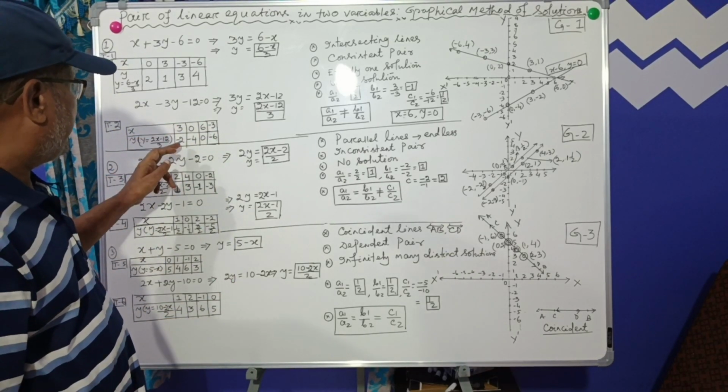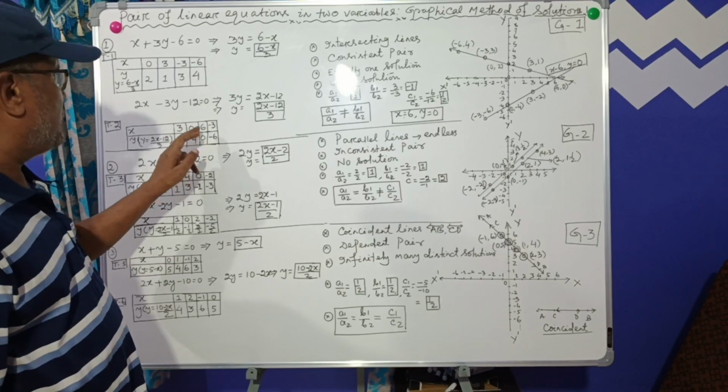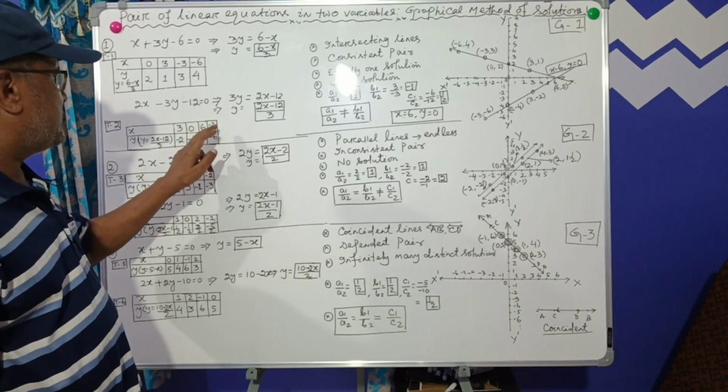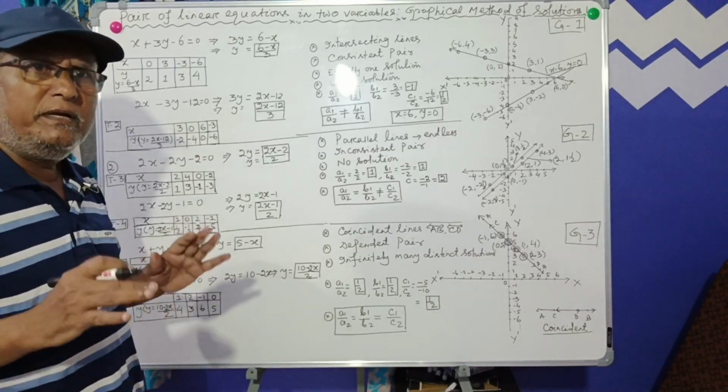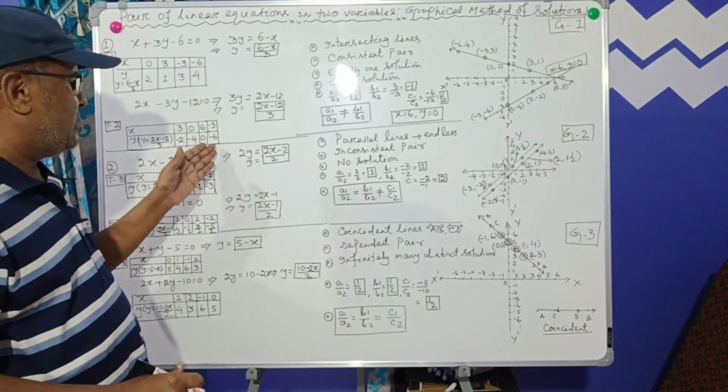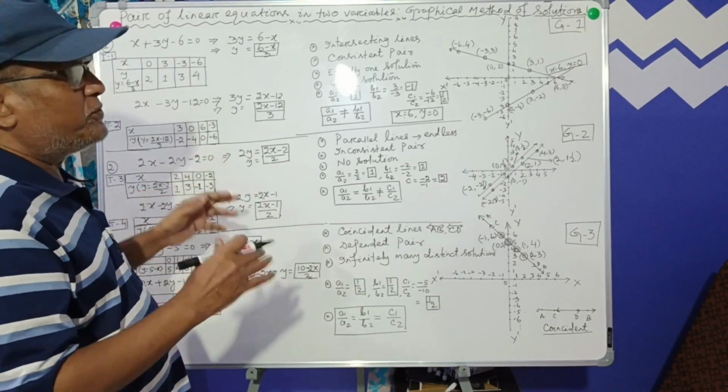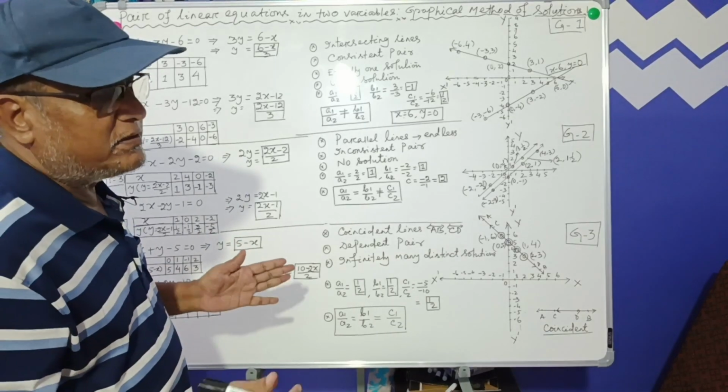So, x is 3, y is minus 2; x is 0, y is minus 4; x is 6, y is 0; x is minus 3, y is minus 6. So, please be careful. We need 3 points, and you can find out 3, 4 or 5 points. It doesn't matter.